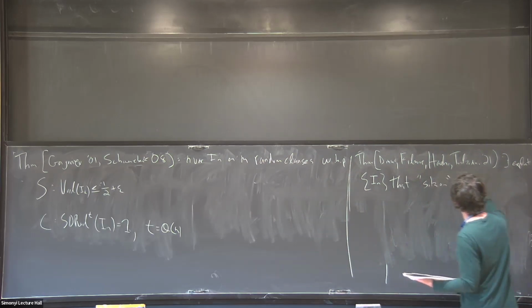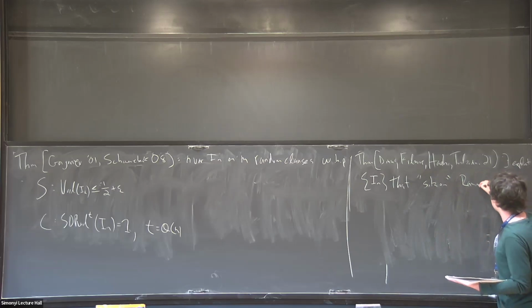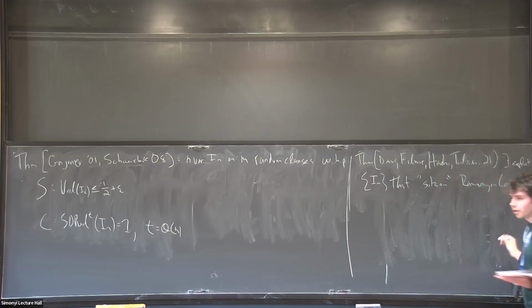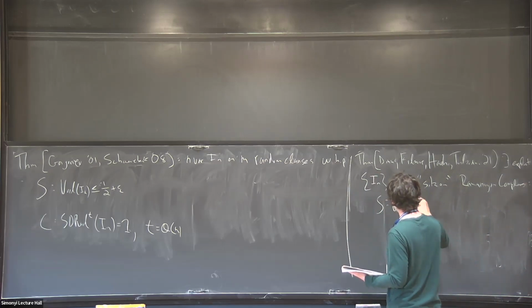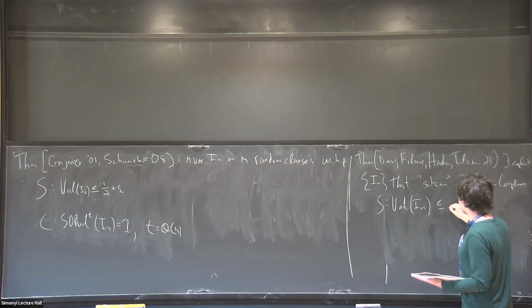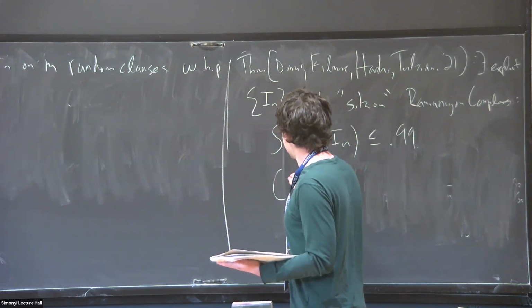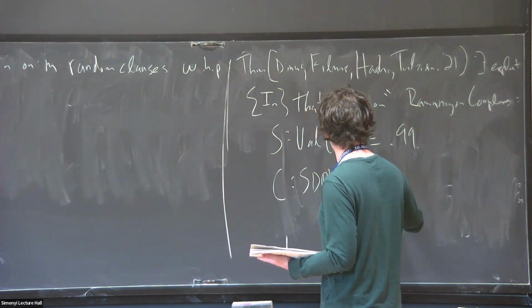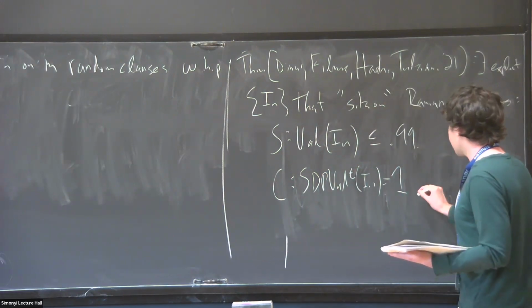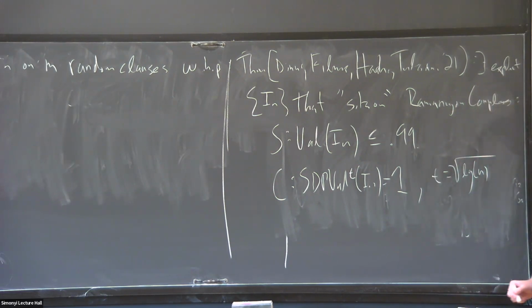that sits on what are called the Ramanujan complexes, which are the prototypical construction of high-dimensional expanders, that have the following properties. They have soundness, so the value of each of these instances is at most some constant like 0.99, and completeness, which says the SDP value is equal to 1, but only up to square root log n levels of SOS.